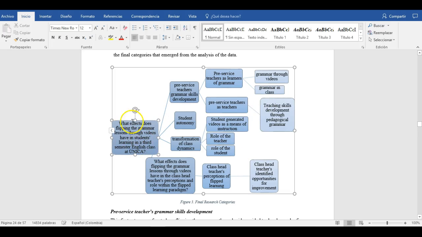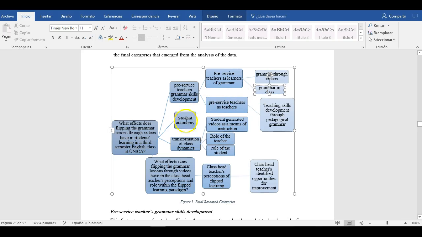So, he's got his research question here. What effects does flipping the grammar lessons through videos have in students' English in a 3rd semester English class at Unica? Then we have the 3 emerging categories from that question, the subcategories from each one of the categories, and then the codes that we decide.